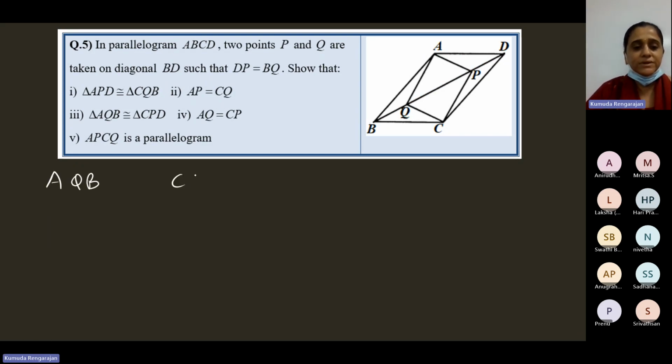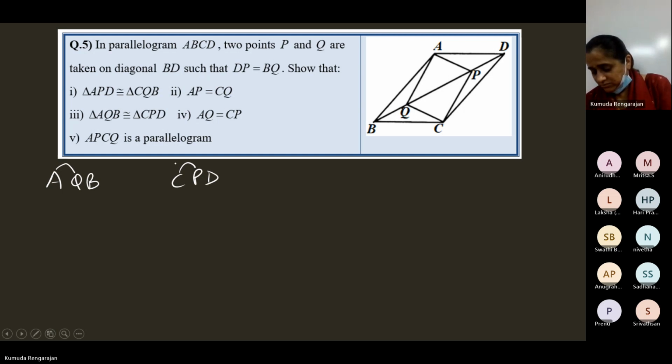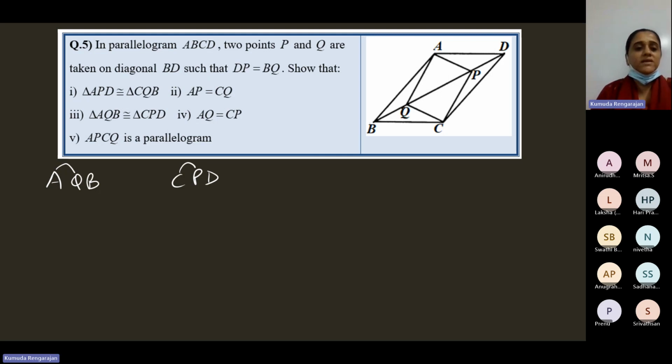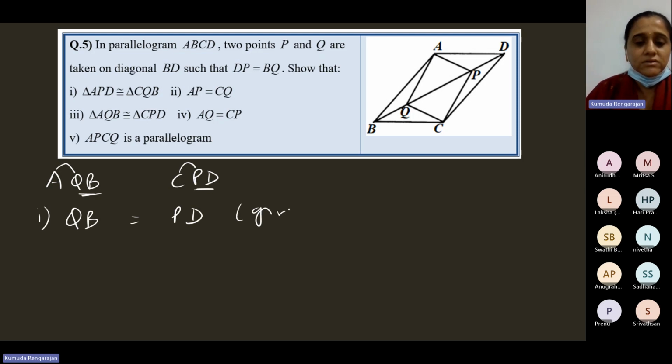AQB and CPD. Is AQ equal to CP? Online students, can we write AQ equals CP? No, ma'am, we cannot. Then can we write QB equals PD? Yes, ma'am. We can write QB equals PD because it's given.